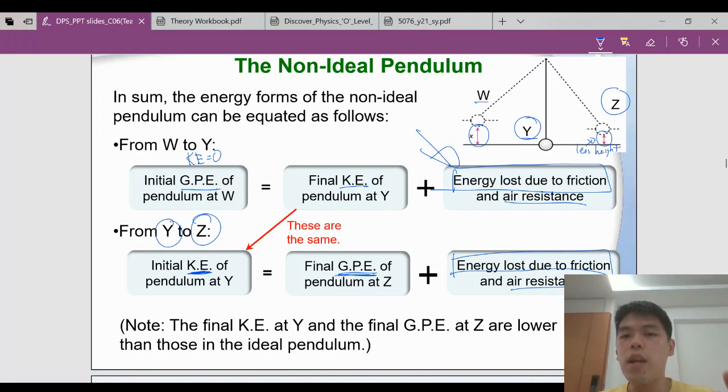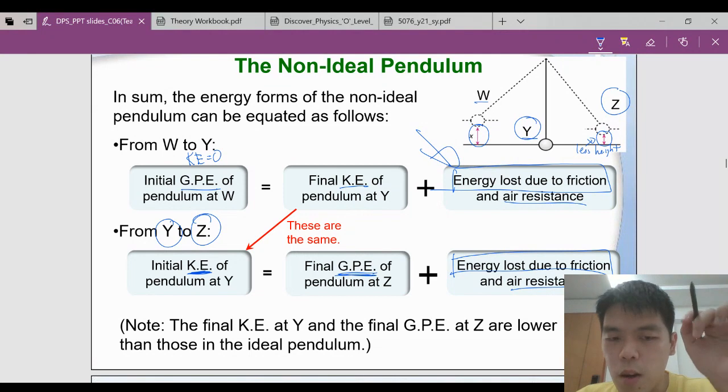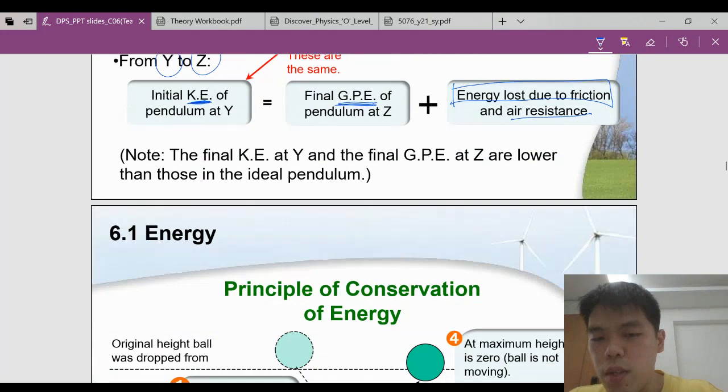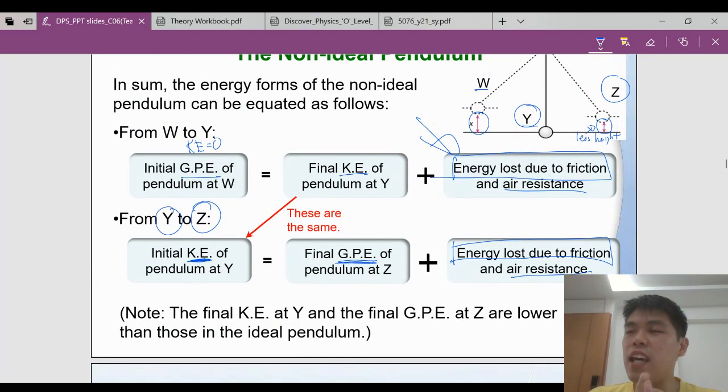So as you can see, what happens every time it moves, energy is being lost due to friction or air resistance, and it moves again, it loses due to friction and air resistance. It keeps losing until it comes to a stop. So what happens? The final kinetic energy at Y and the final GPE at Z are lower than those in the ideal pendulum. So the question will be, did they lose any energy?